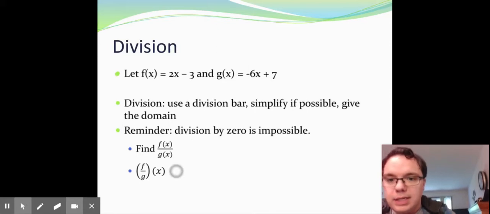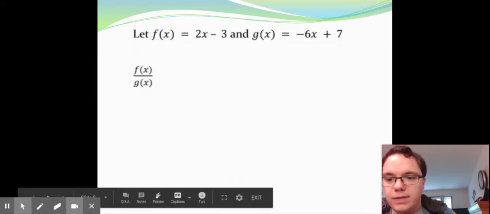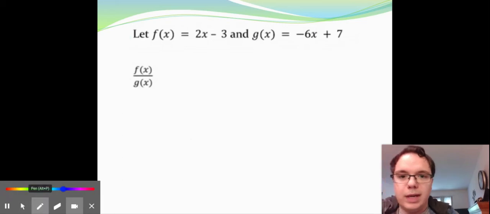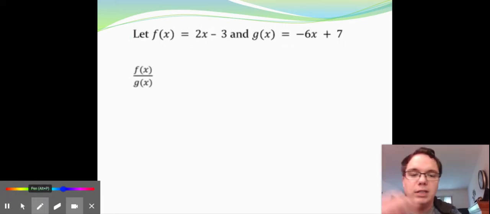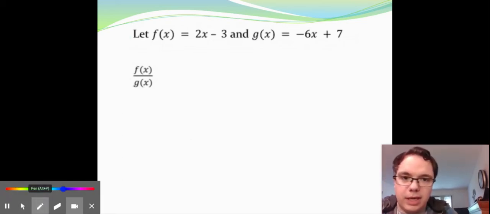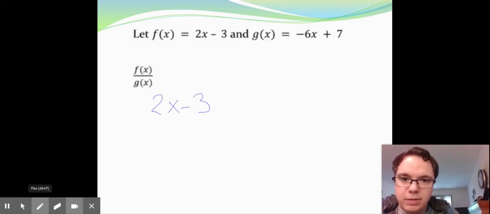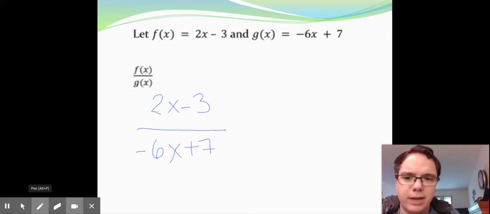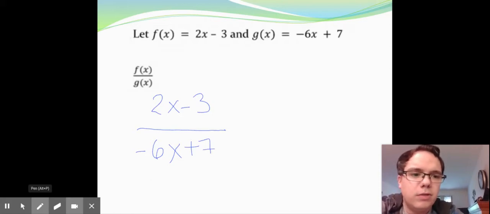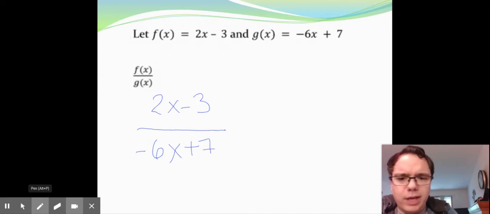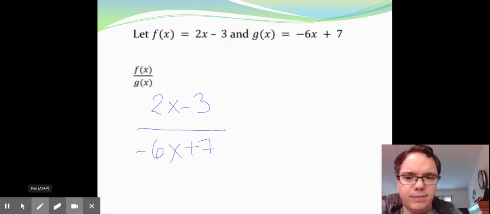So let's actually do this example of f of x divided by g of x when we have f of x equals 2x minus 3 and g of x equals negative 6x plus 7. So we have 2x minus 3 on top, negative 6x plus 7. So to see if we can simplify, is there anything we can pull out of the top? Well, 2 and 3 don't have any common factors or common multiples, so nope. Negative 6 and 7 don't have any common factors, so we can't pull anything out. So nothing can cancel out here.